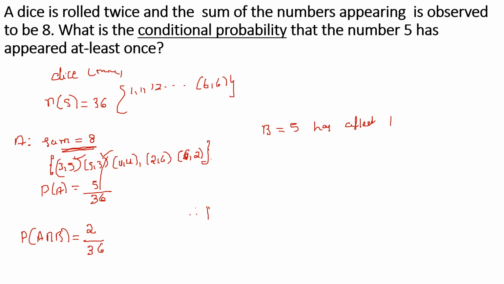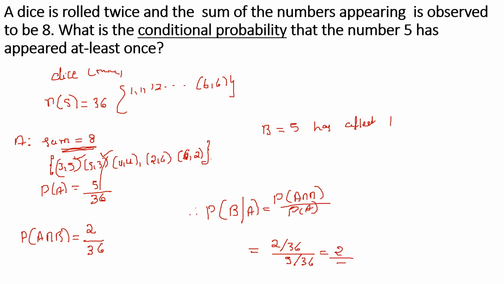Therefore, probability that event B will happen given that A has already occurred will be equal to probability of A intersection B divided by probability of A, which is equal to 2 divided by 36 divided by 5 divided by 36, that is equal to 2 divided by 5.